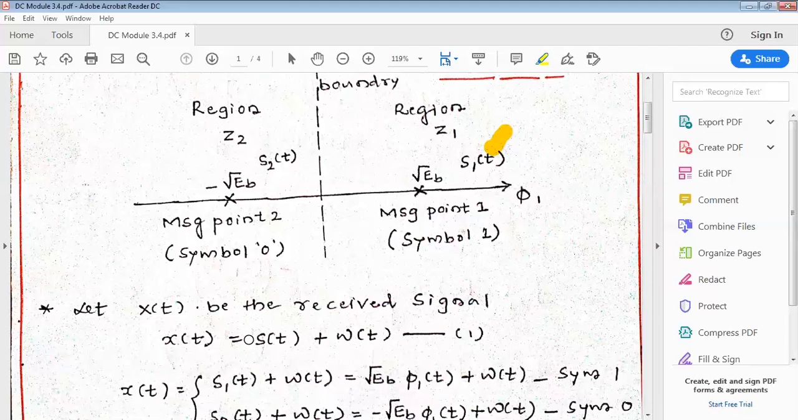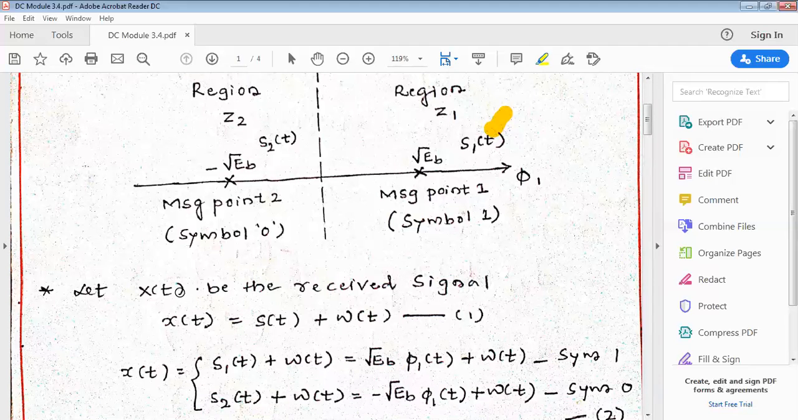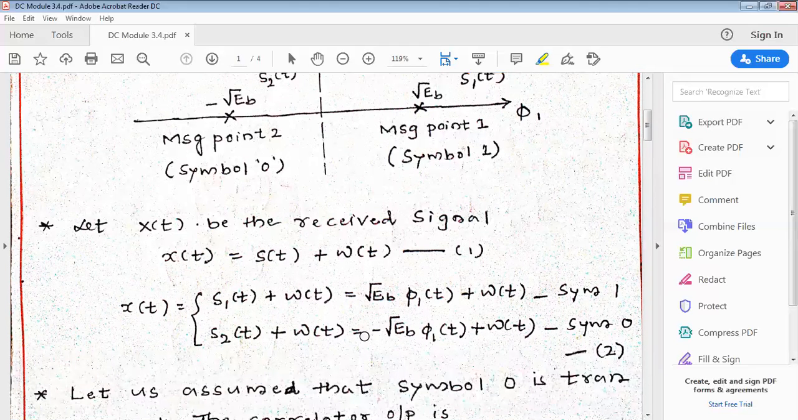Now let the received signal be denoted by x of t, which is the sum of the transmitted signal s of t, which may be s1 of t or s2 of t depending upon which symbol you transmit, added with the additive white Gaussian noise, that is W of t. So the same received signal x of t can be written as s1 of t plus W of t for symbol 1, and s2 of t plus W of t for symbol 0.